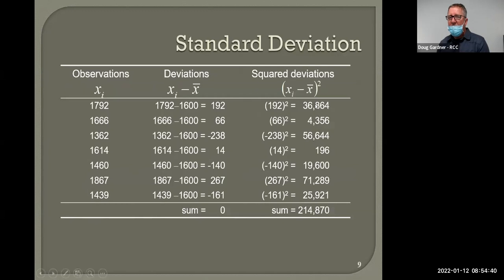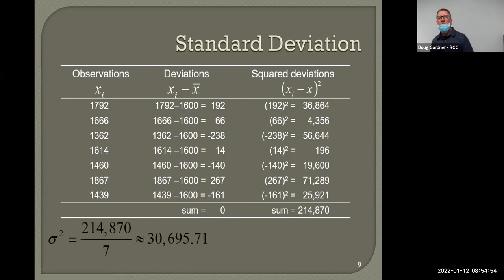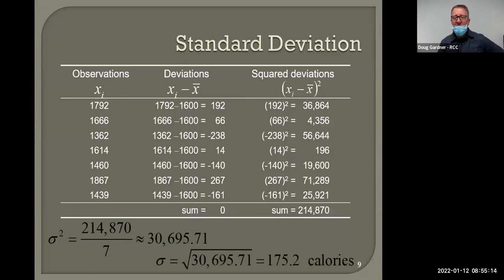So the third step is I take all of those numbers and add them all up, and there's that answer, 214,870. If you take that 214,870 and divide by 7, you get this number. You're welcome to punch any of that into your calculator and double check it if you want to. We'll do an example together in a second. And then lastly, you take the square root of that answer. Bam, 175. That's the standard deviation here.